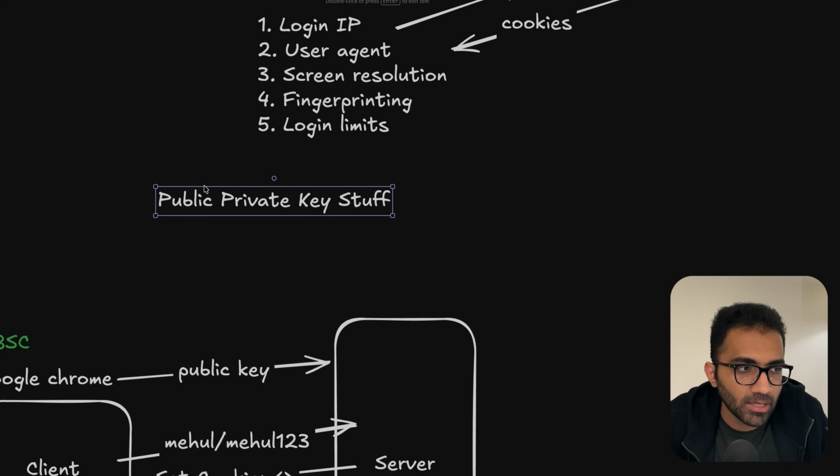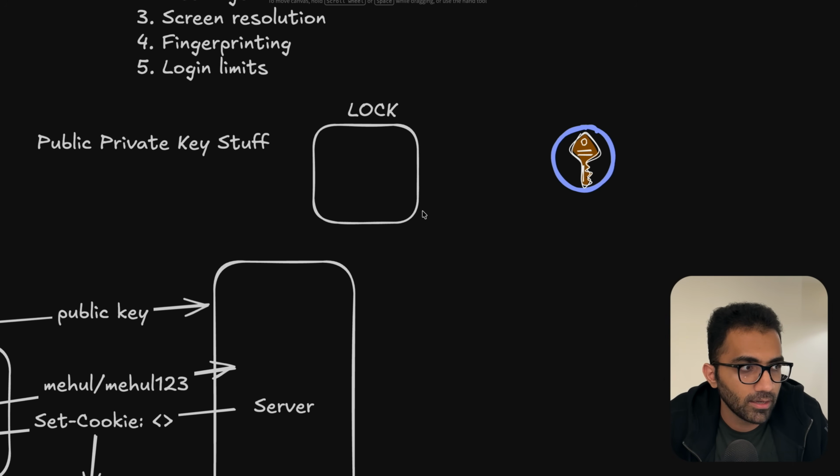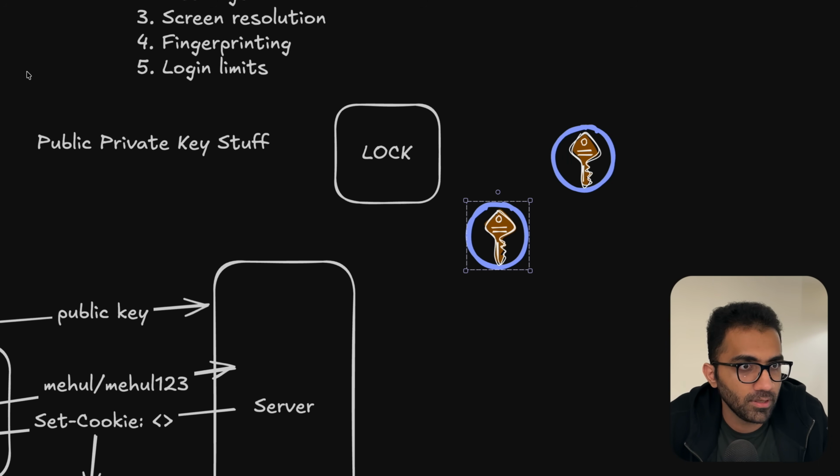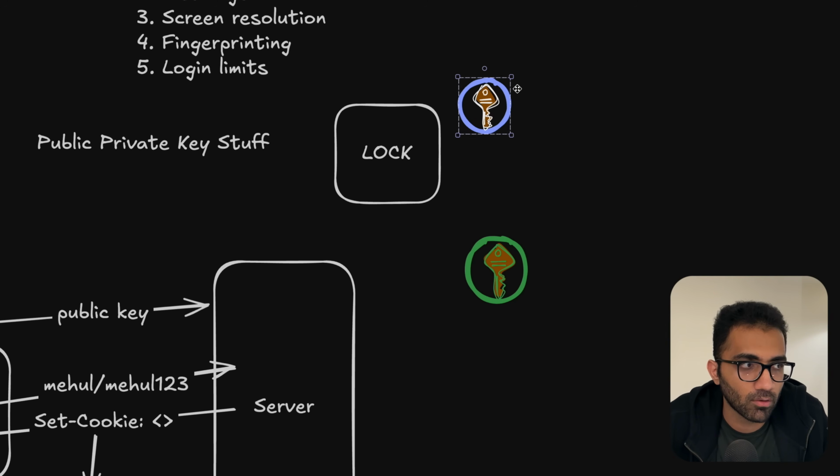So public-private key stuff is basically, if I simply explain it, think of a lock here, right? Let's say this is a lock that is there. Imagine that there are two sets of keys here. This is a private key, the green one that I have, and this blue one, or whatever this color is, it's sort of like a public key. So a public key is something that you give to everyone on the internet, right?